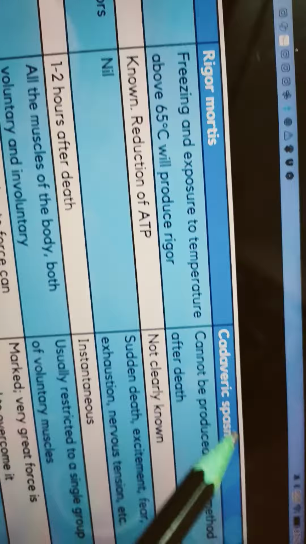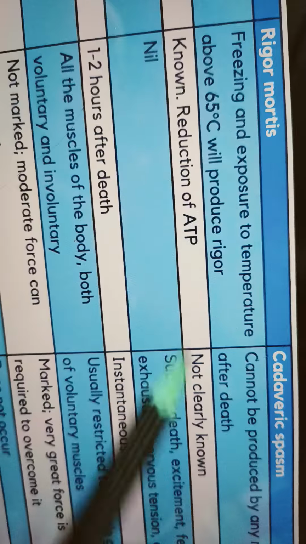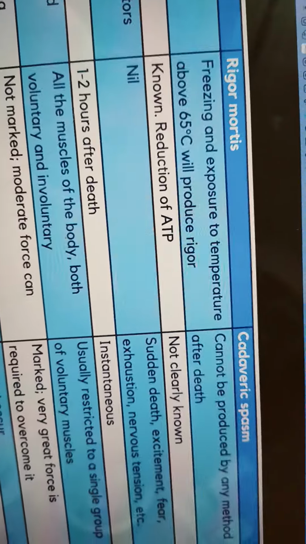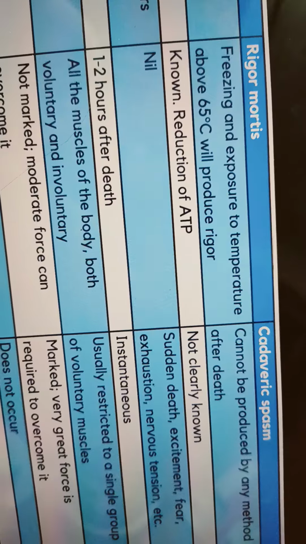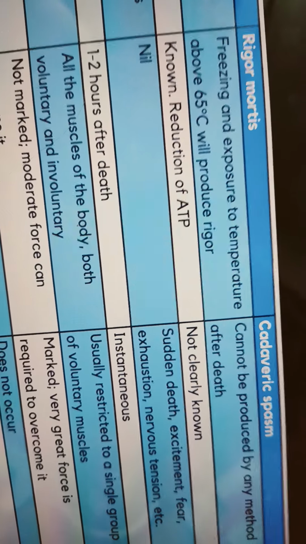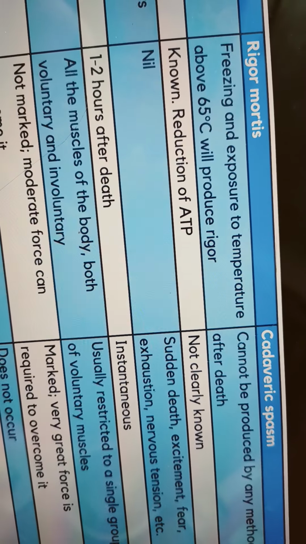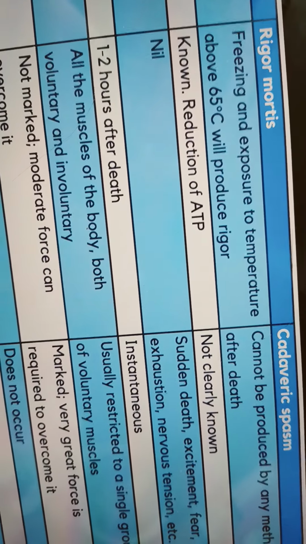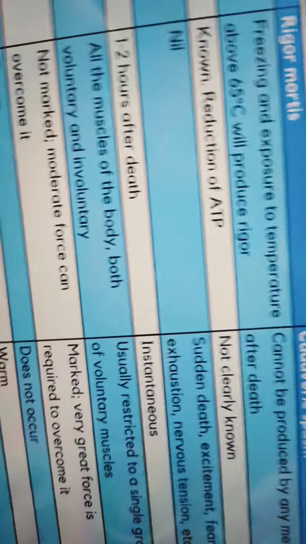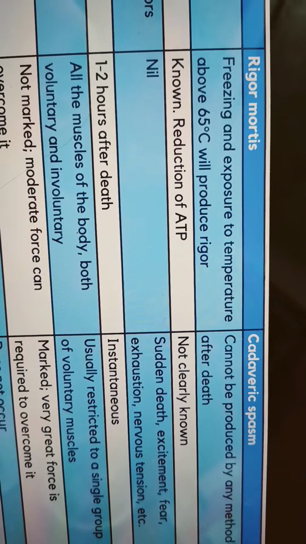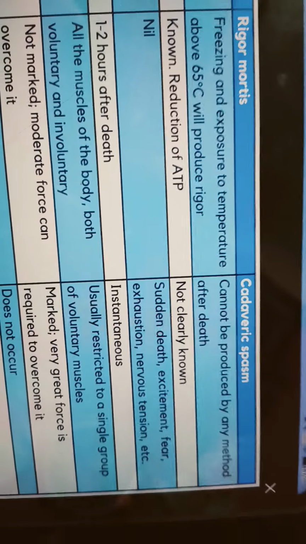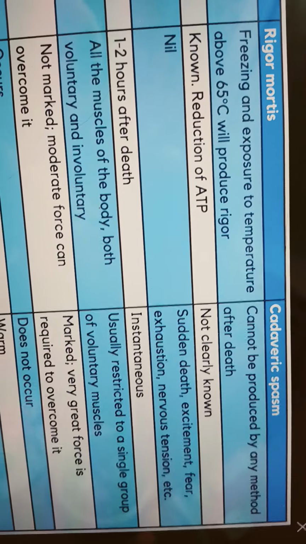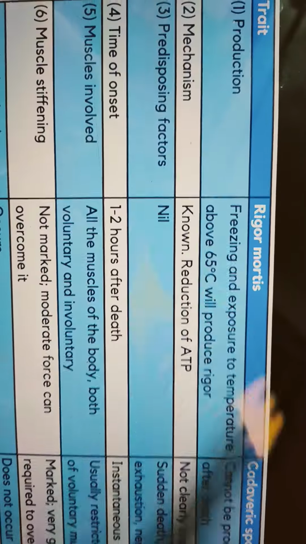Cadaveric spasm is more commonly seen in cases of drowning, where if the person was drowning antemortem, the person will grasp whatever things are in the water, like grass, sticks, weeds, mud. They will grab all these things, and cadaveric spasm is there with some grass, root or mud. Okay, the freezing and exposure.